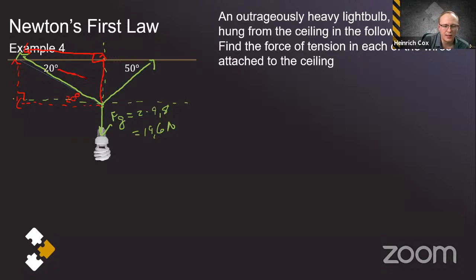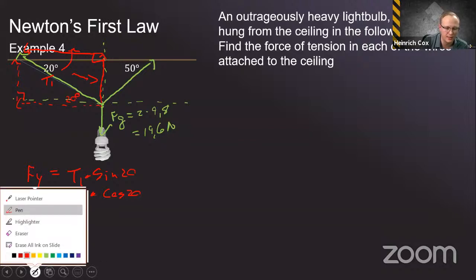Okay, so this 20-degree angle is opposite that and next to that, right? So I know that the y component of, and let's call this T1, the y component of T1 is going to be T1 times, and now because it's opposite the 20-degree angle, that's going to be sine of 20, okay? And then the x component is going to be T1 times cos of 20 because that x component is next to the 20-degree angle, right?